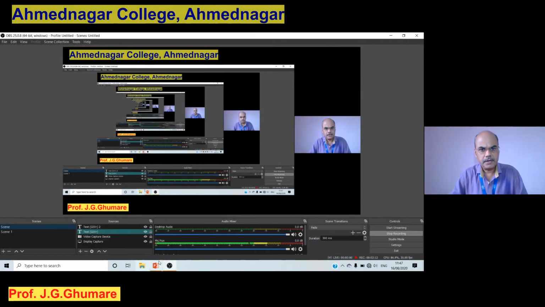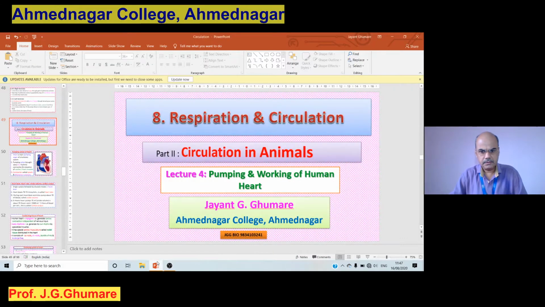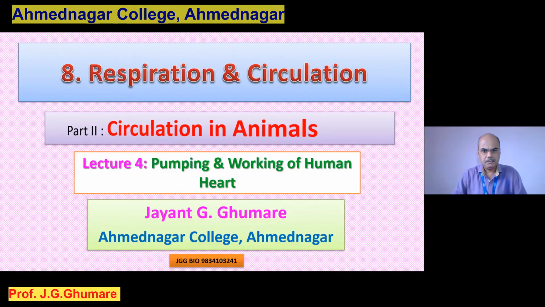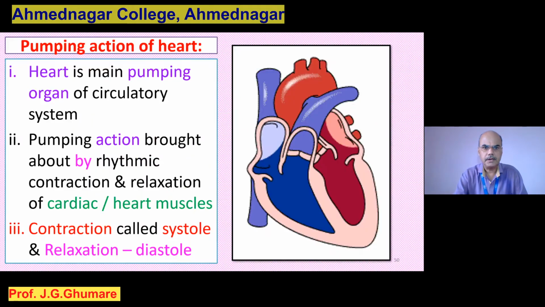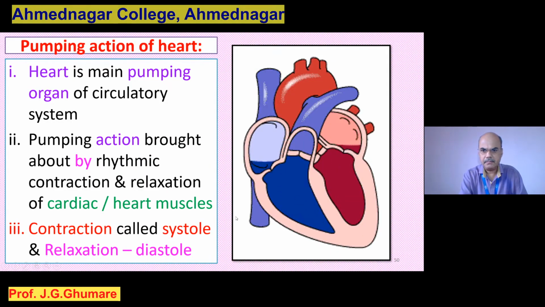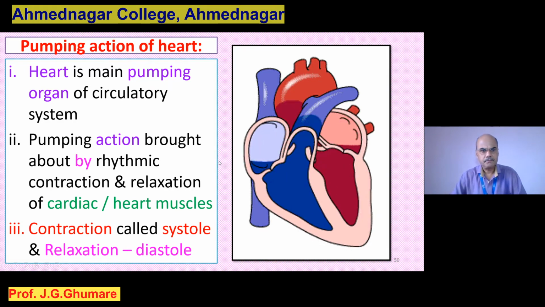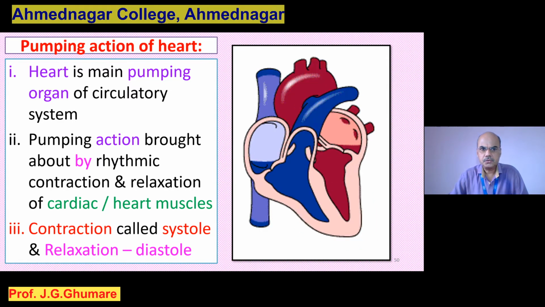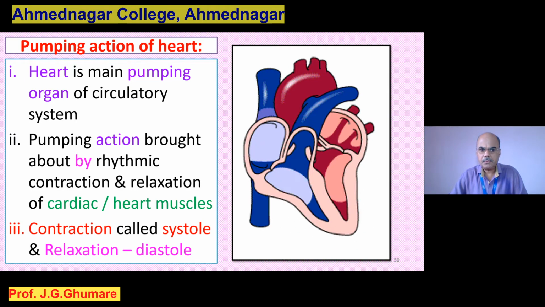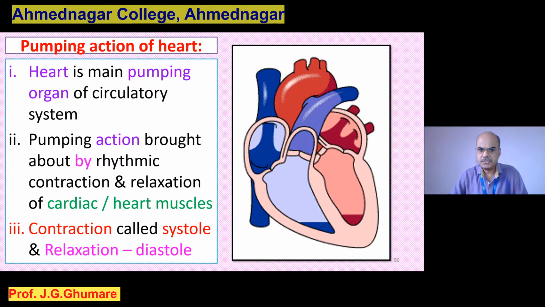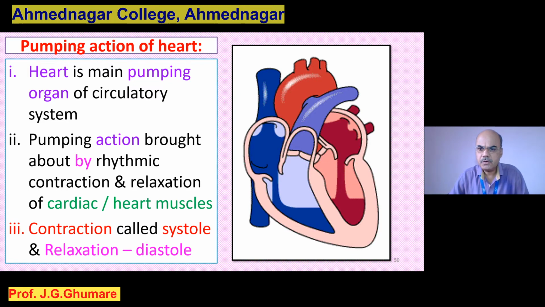A few more points we want to discuss related to the human heart. Today we'll discuss the important topic of the pumping and working of the human heart. What is pumping of the human heart? See, here I'm showing a diagram with animation. The human heart shows pumping. It is the pumping organ of the circulatory system, and the action is brought about by rhythmic contraction and relaxation of a special muscle we call cardiac muscle. We also call it heart muscle.